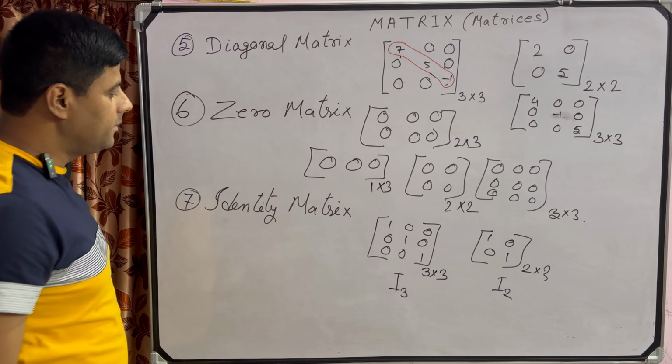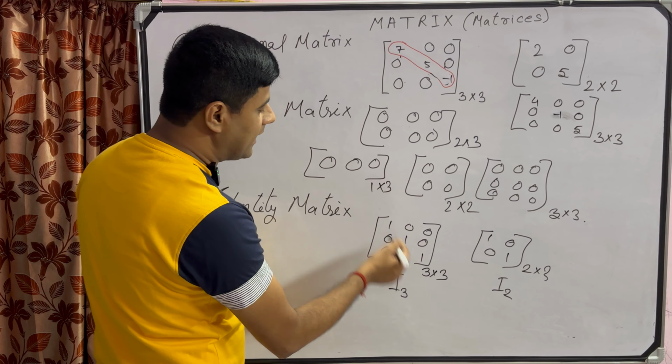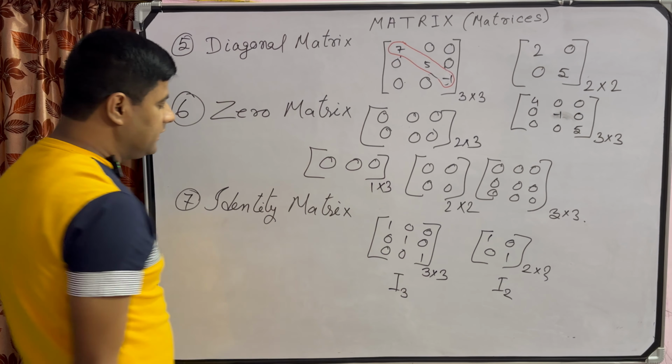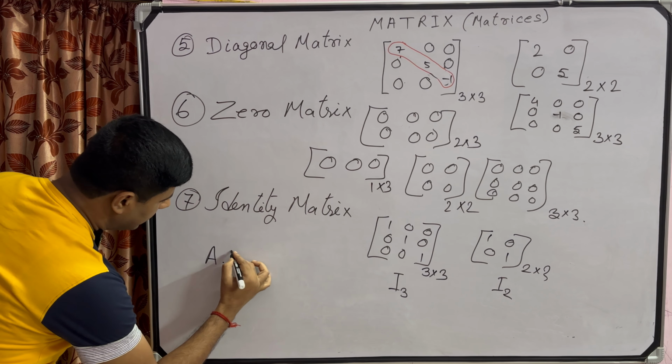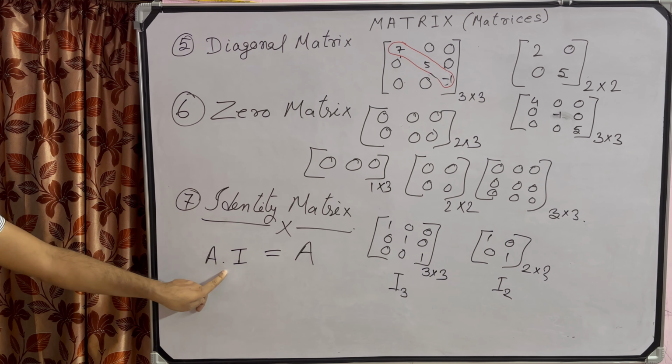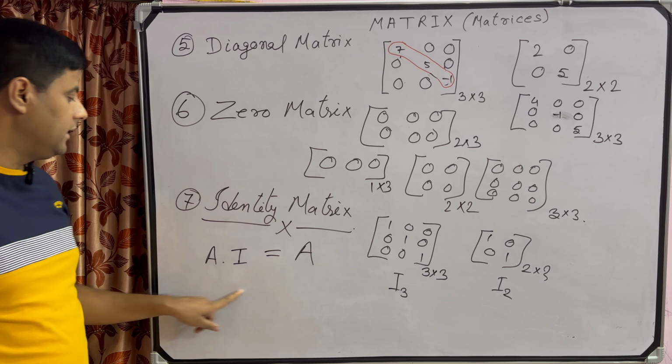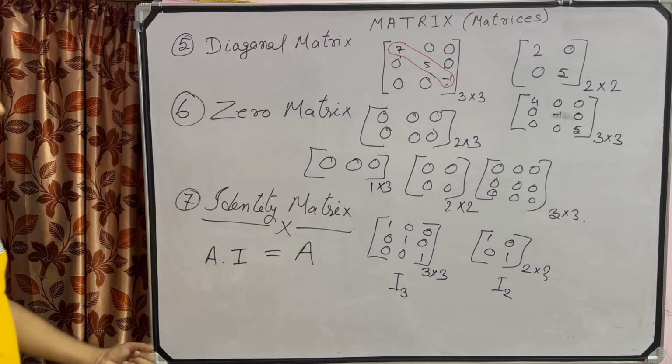And what is the identity matrix? Only the diagonal elements have the value 1, the rest are all 0. If a matrix is multiplied by an identity matrix, then the result will be that matrix only. And this is the reason it is called the identity matrix. Once we learn about the multiplication of matrices, this will be clear.